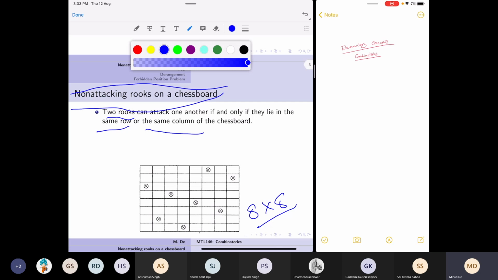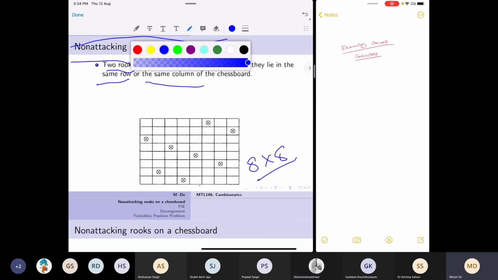Can you see the board? I want an answer from you guys. No, ma'am. No attack. No attacks, right? Okay, good.